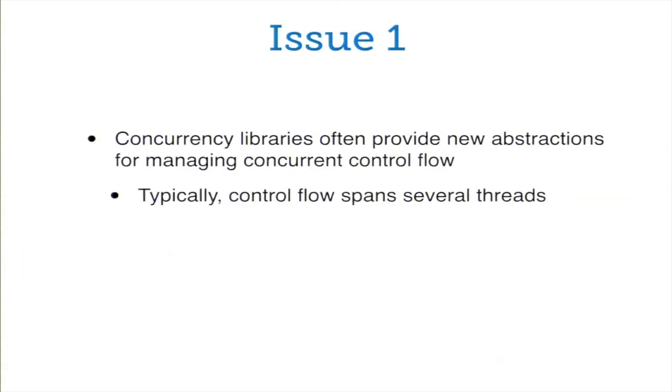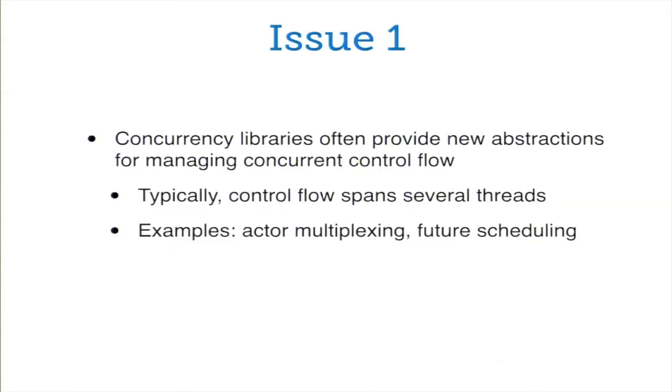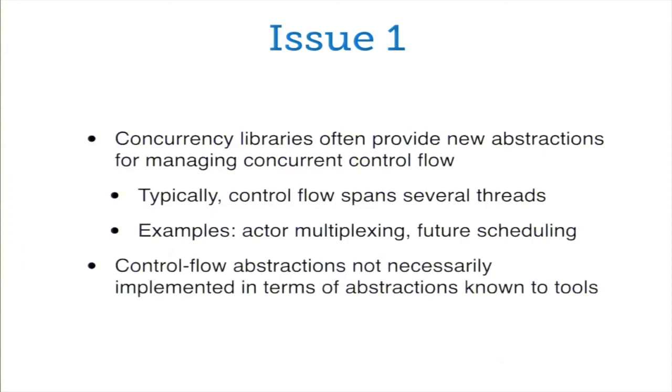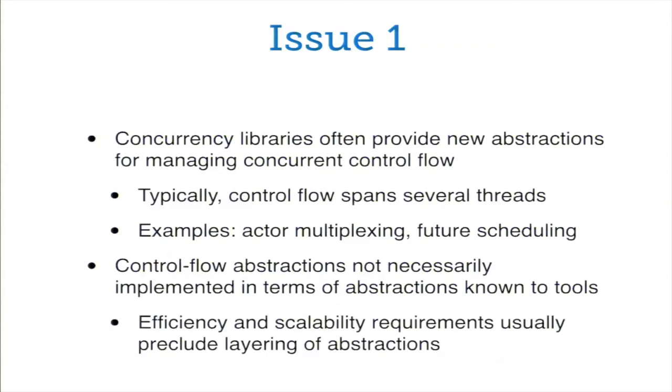So what about issue 1? The fact that concurrency libraries offer new ways to express and compose control flow. What can we do about that? Well, of course, typically the control flow that we're expressing spans several threads, right? Otherwise, we wouldn't have real parallelism and so forth. We're not only interested in single-threaded code. Well-known examples are actor multiplexing, where actors are multiplexed onto thread pools. Futures are also scheduled to run on thread pools and so forth.